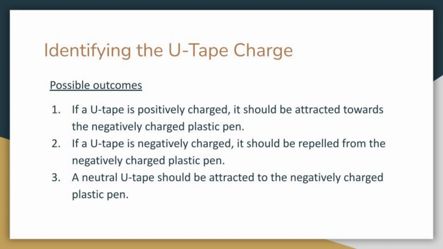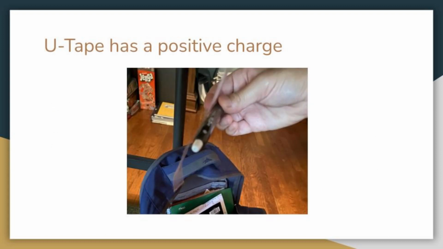A neutral U-tape should be attracted to the negatively charged pen, but we know the U-tape is not neutral because they repelled each other. I found that the U-tape was positive because the tape and the pen were attracted to each other.